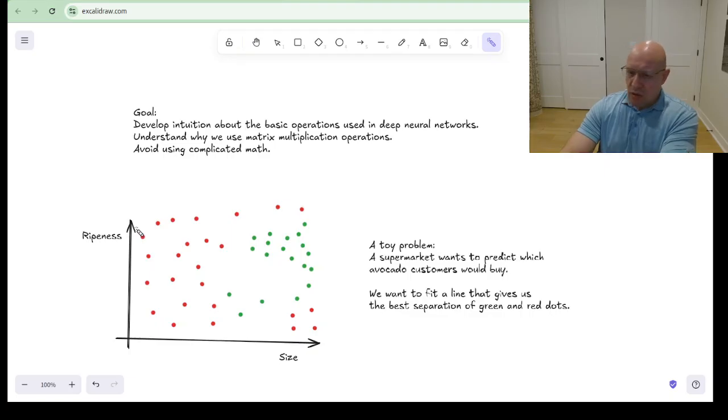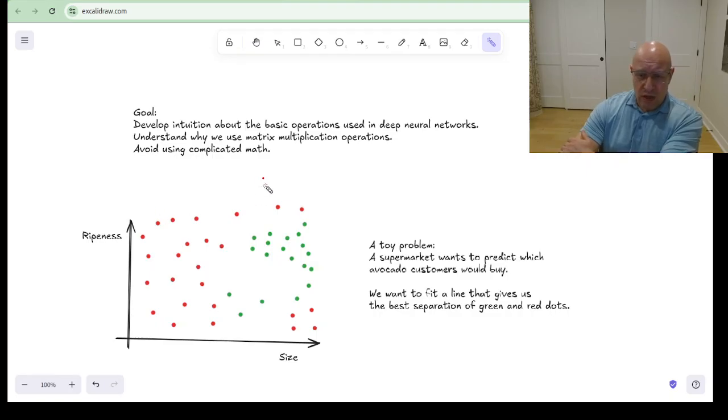So they collect the data, and they only track two features: the size of avocado and how ripe it is. And they notice that customers prefer bigger avocados and more ripe ones. But they want to build a model. What does a model mean in this case? We will build just a simple line.